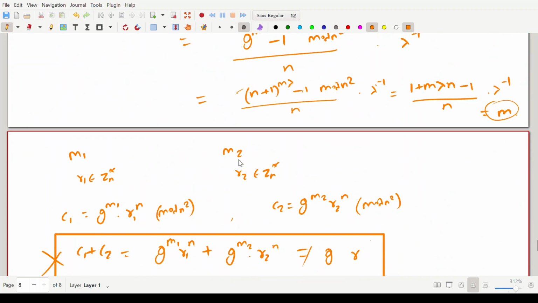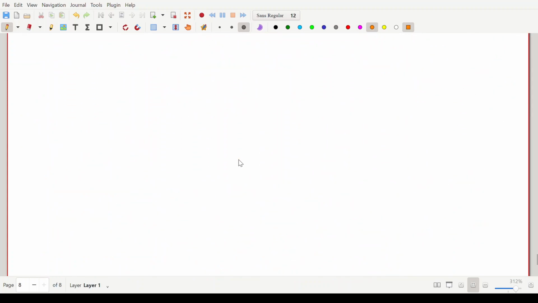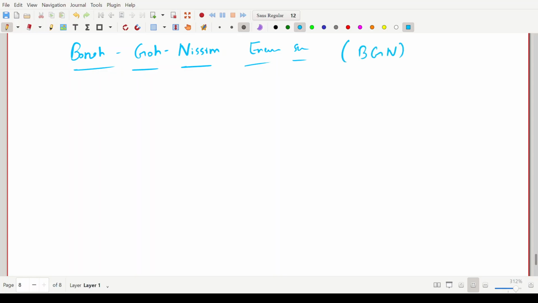Okay, now we are going to see one important scheme. Let us see whether it performs both operations or not. That is the BGN encryption scheme. This is Boneh-Goh-Nissim encryption scheme. We call it BGN.